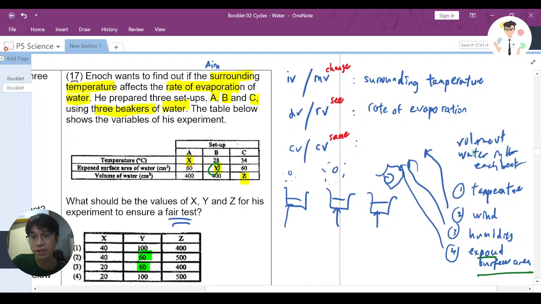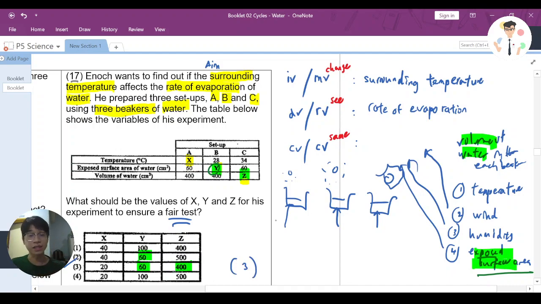Again, the volume of water is something we need to make sure is the same, or else if it's not the same, how can we check? So Z must also be the same, so 400. With that, I think it's kind of obvious, right? The answer is option number 3.